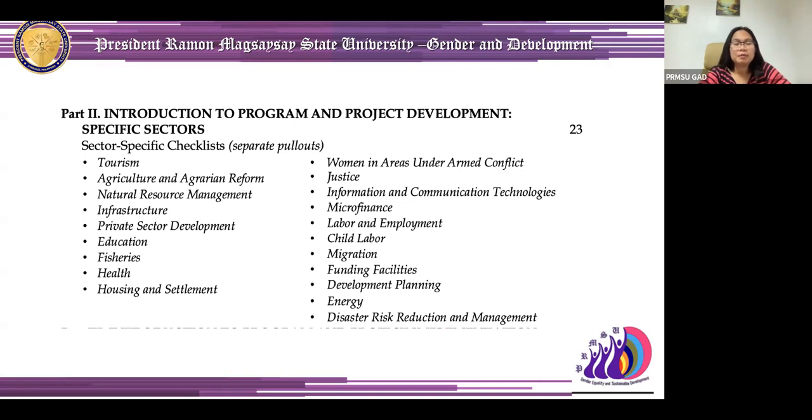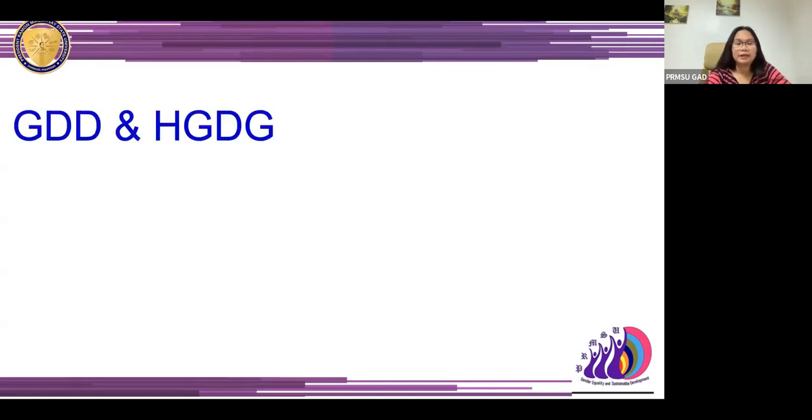Now, introduction to program and project development. We have what we call the Harmonized Gender and Development Guidelines. When you Google it, HGDG, you can find different checklists. They involve tourism, agriculture, natural resources, infrastructure, and there is also one for technology. So you can look at that, and that will serve as your guide in the preparation of our documents. It is very important that our documents support that we have addressed everything in the parameters of the HGDG.